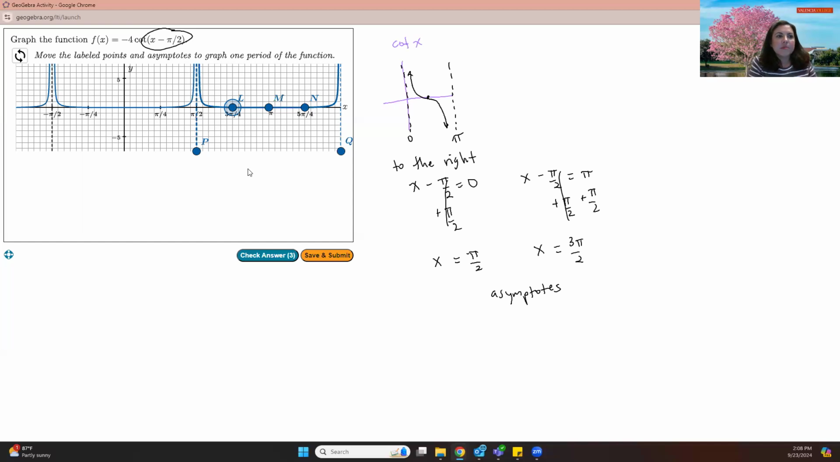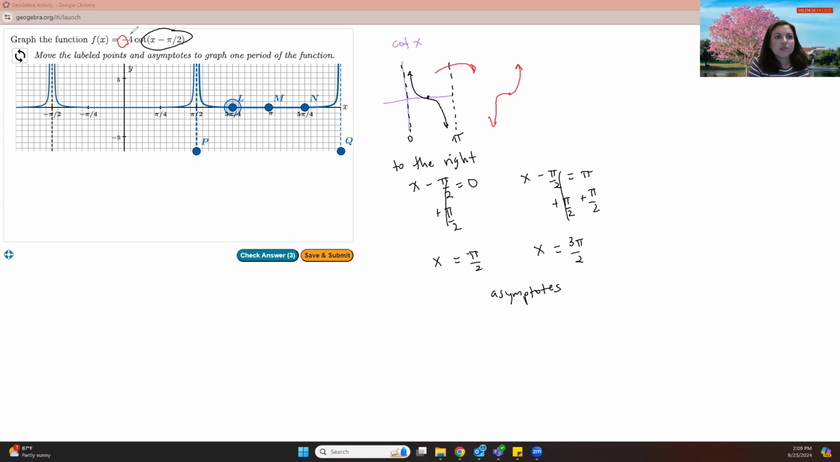Okay, but let me look at how else my graph is being affected. We have a negative in front. And so that means that this cotangent graph actually is going to be reflected. So instead of decreasing, it's going to be increasing from left to right. So it's going to look something like this.